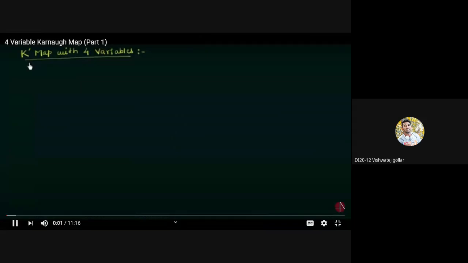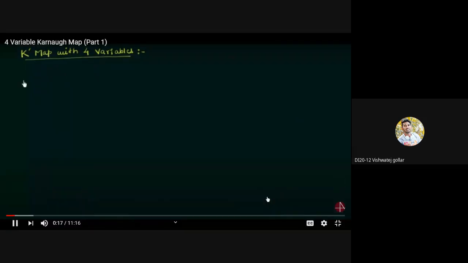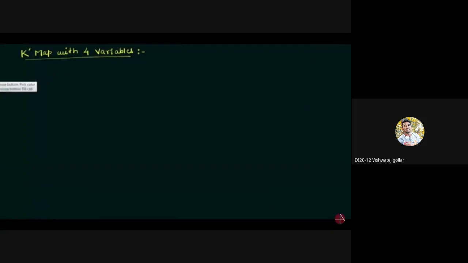In this presentation, we will see some examples of K-map with 4 variables. We have already done the example of the K-map with 3 variables. Actually, we started our K-map with 3 variables. Now we will move to 4 variables. So this is our first example.